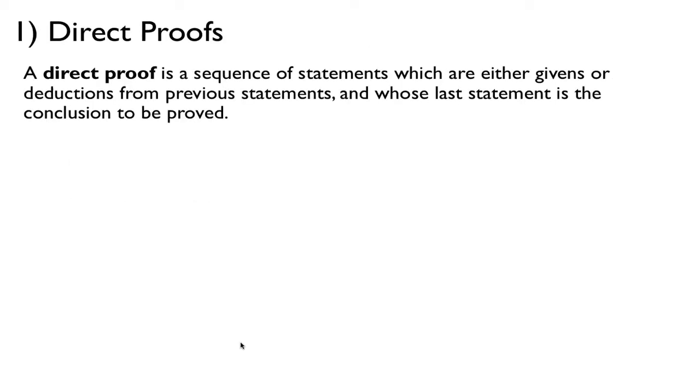So direct proof. What is a direct proof? A direct proof is basically a sequence of statements where each statement is either a given, a premise, or a deduction from the previous statements. This is what we have seen when we did the inference rules previously. We've done direct proofs, and the last statement is the conclusion that we want to prove.